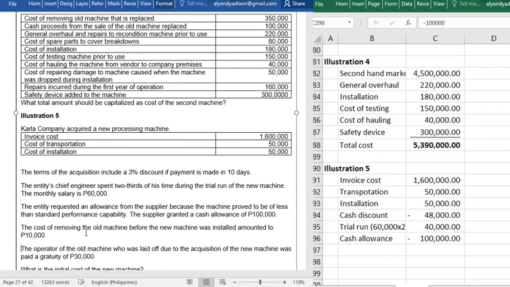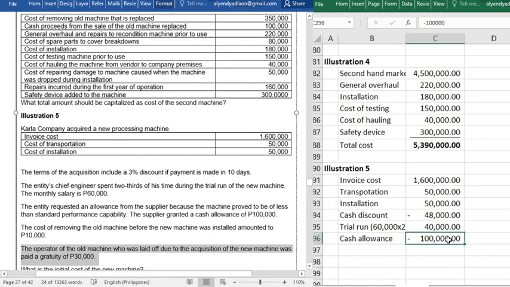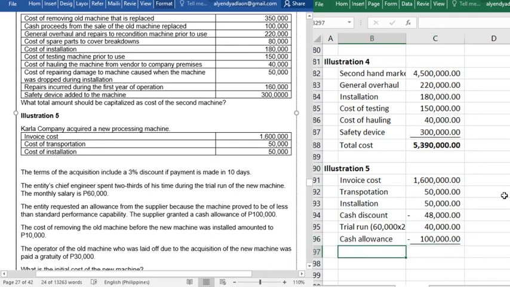And then the last one, we have the operator of the old machine who was laid off due to the acquisition of the new machine was paid a gratuity of 30,000 pesos. Now again, this is not related to the new machine because this is a gratuity that is paid to that personnel who is assigned to the old machine. So therefore, it must be expensed immediately under the salary expenses. So these are the only costs that are chargeable to the machine.